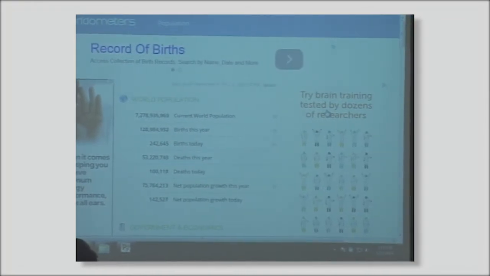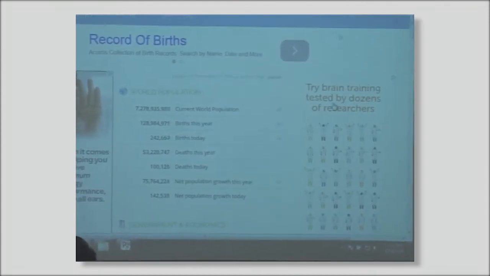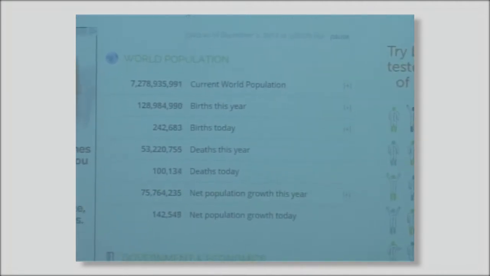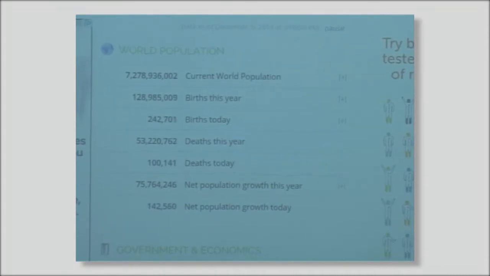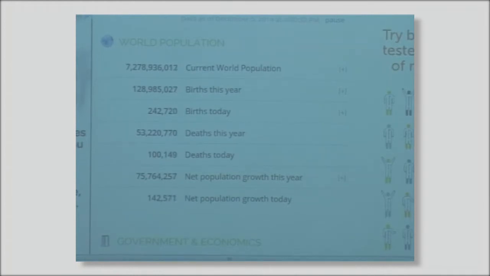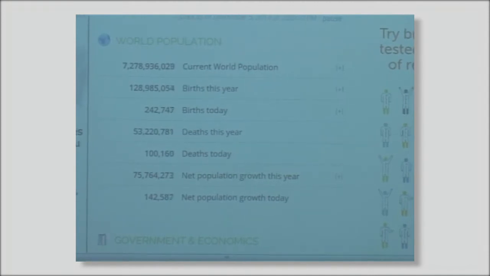So just have a look at that difference down here. 75 million people net, more people in the world this year already. How big's Australia? 23 million. So three Australias this year, more people. That means we're sharing the planet with more people. That should tell you something.